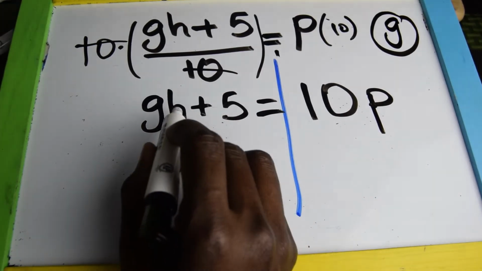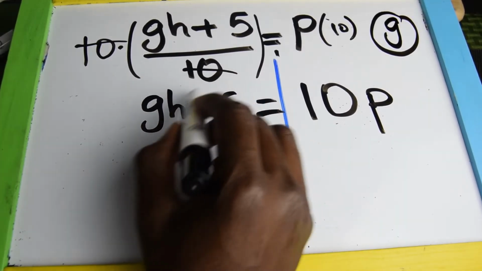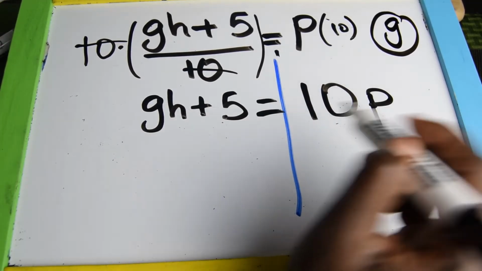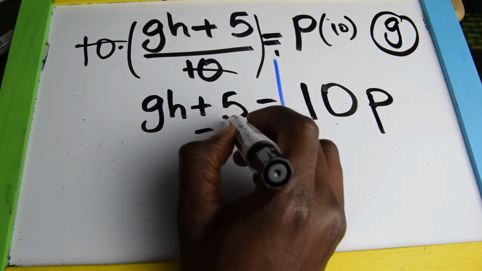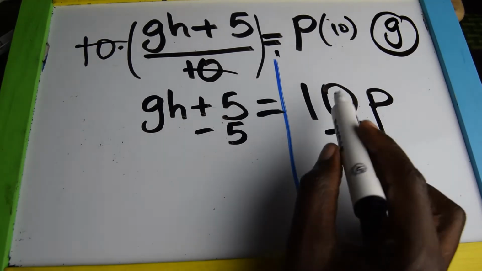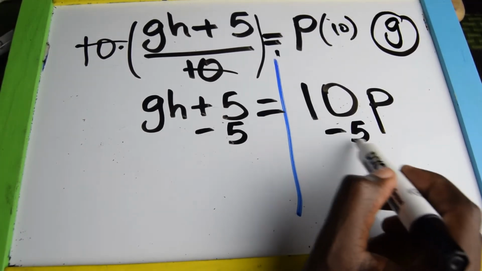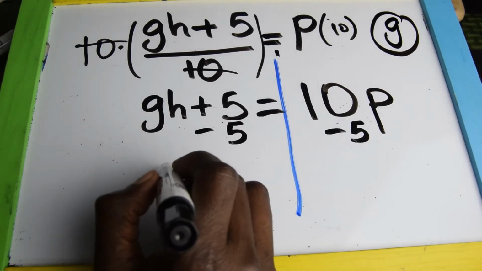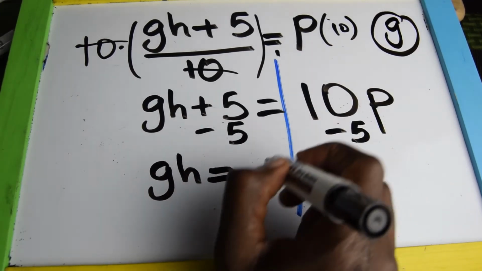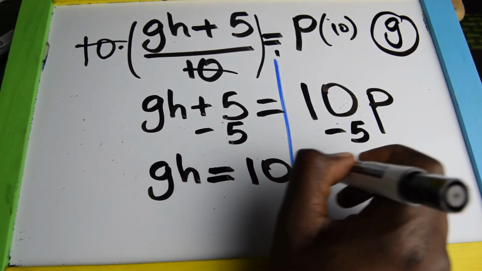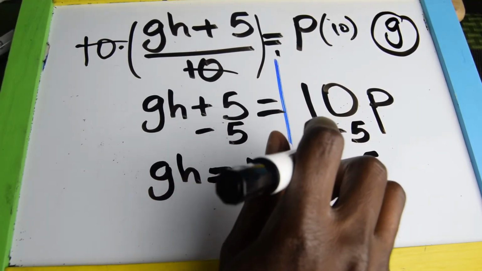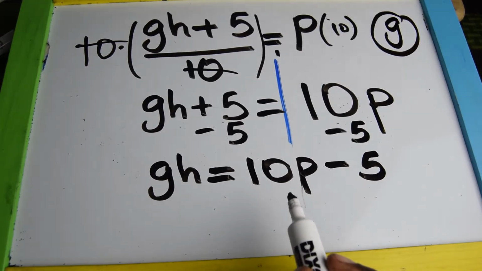Then you look at, there's a plus 5 here. How do I get this plus 5 to the other side? I will do the inverse operation, that is minus 5 here, minus 5 here. So what do I have? This 10p and negative 5, you cannot combine them, so you just write it out. So you have GH equal 10p minus 5.